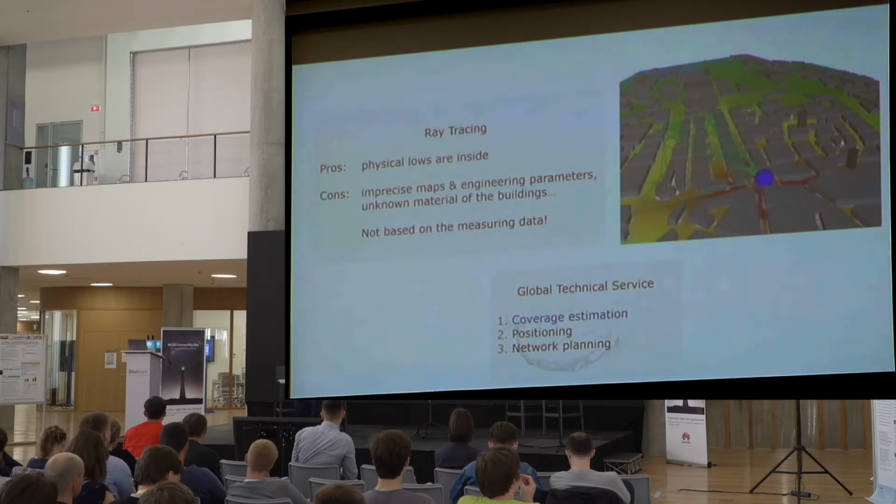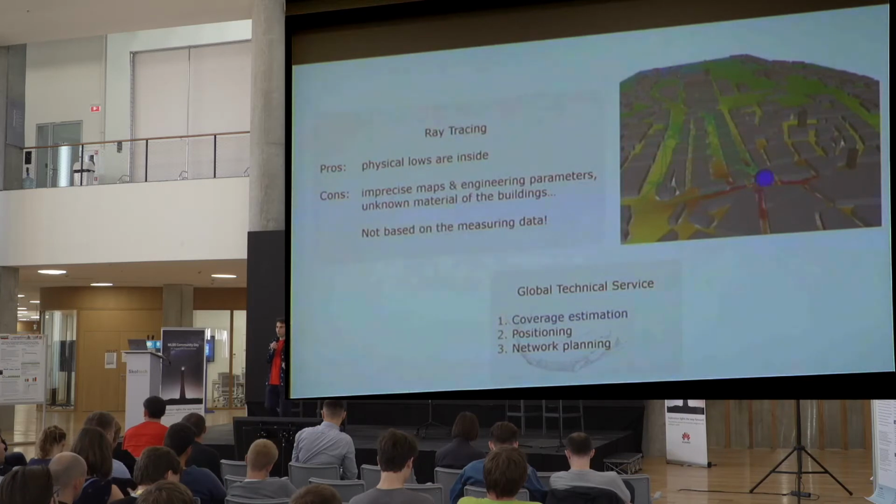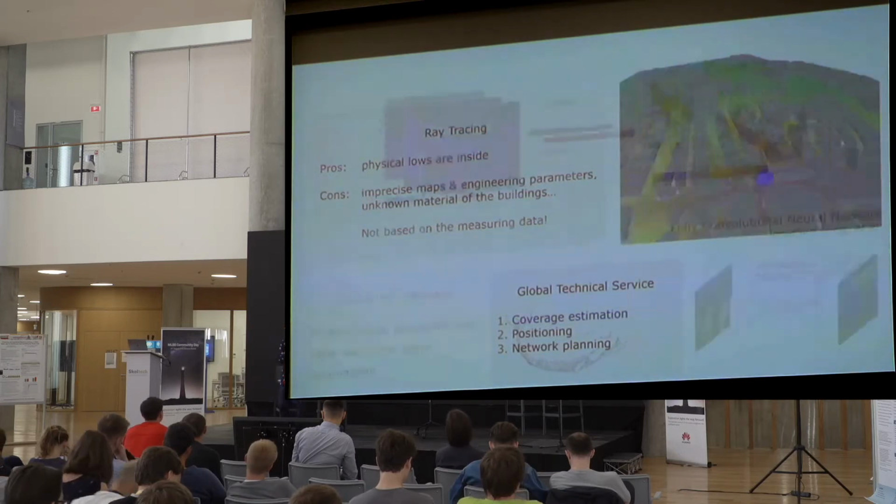But on the other hand, we have a lot of impreciseness inside our data. We don't know the city in detail. We don't know from which materials the buildings are constructed, and so on and so on. And the last thing, and the most important thing, is that this physical approach is not reliant on the data that we can measure. That's why machine learning comes here.